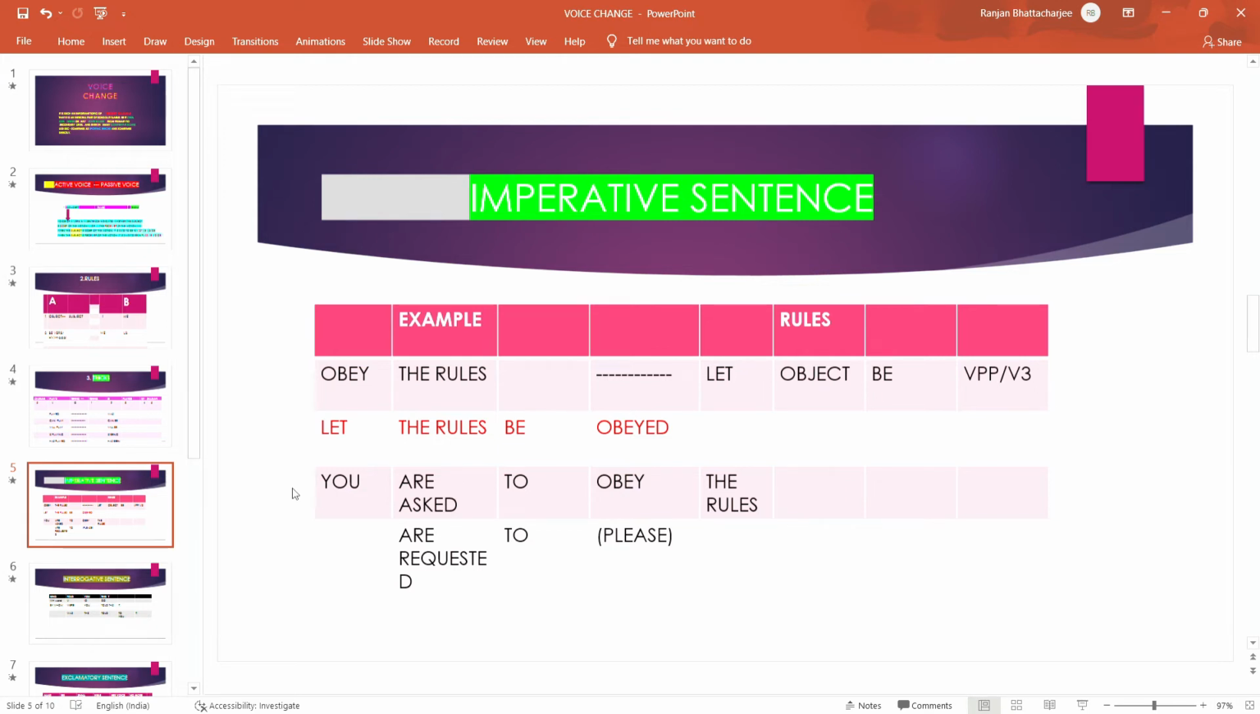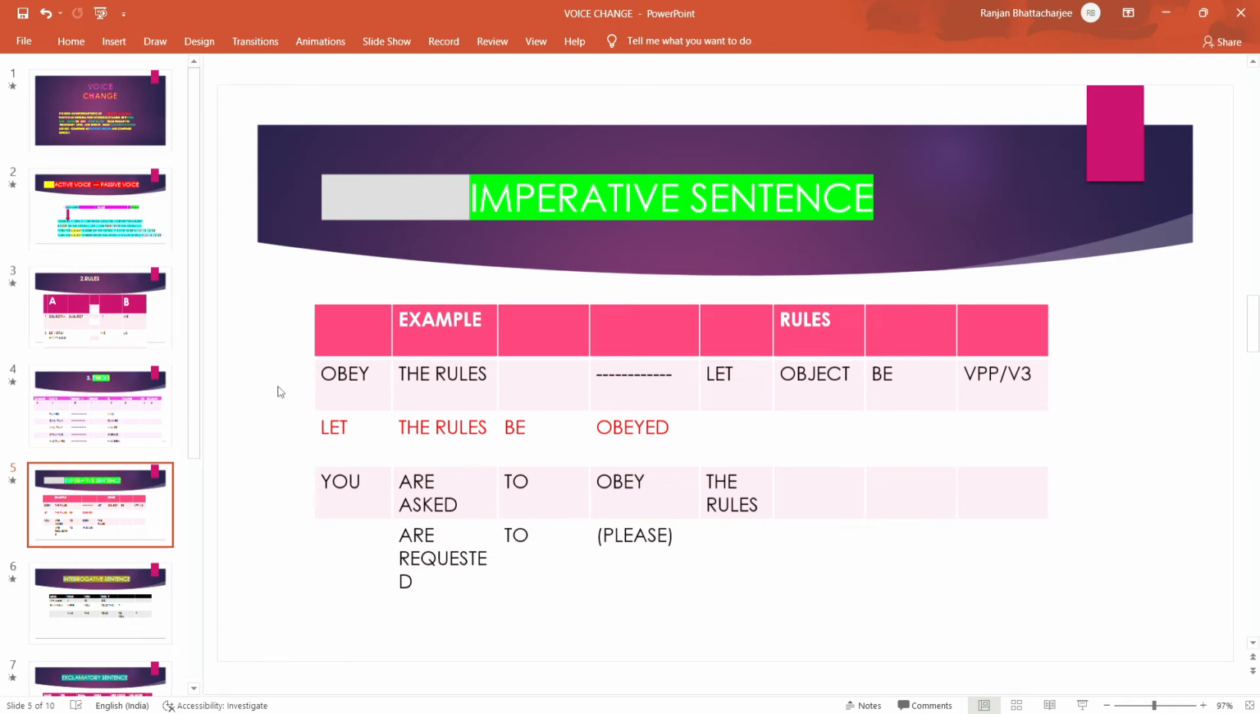Yes, very easy. In the case of a sentence used to express command or order, we write "you are asked to," "you are ordered to," or "you are commanded to," and then whatever sentence is given, obey the rules, is repeated. And if instead there is "please," as in "obey the rules please," then we write "you are requested to," and then whatever sentence is given is used exactly after that.